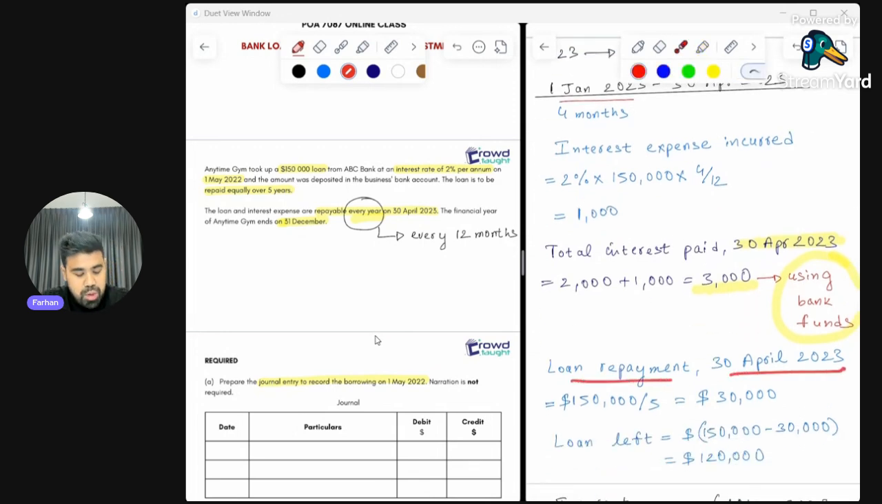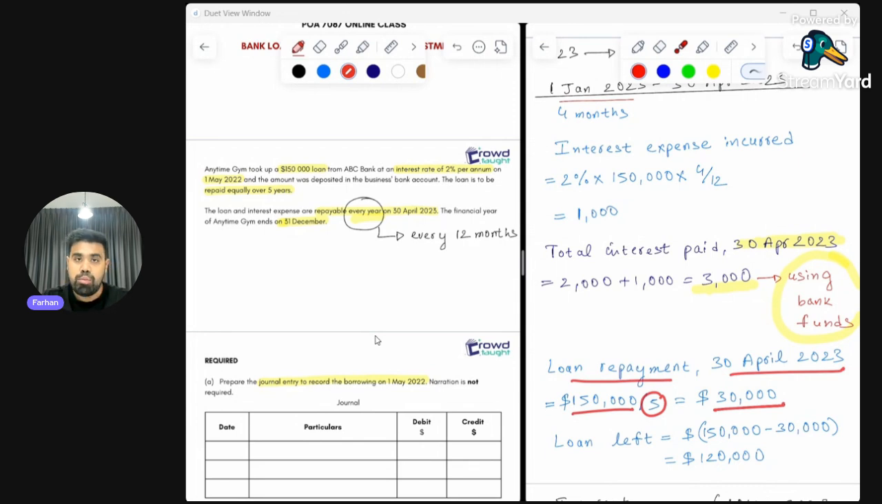And based on the first paragraph of the question, we understand the loan is to be repaid equally over 5 years. The loan amount is originally $150,000. Paying equally over 5 years would mean that we pay $30,000 every year. So at 30 April 2023, the loan repayment is $30,000.